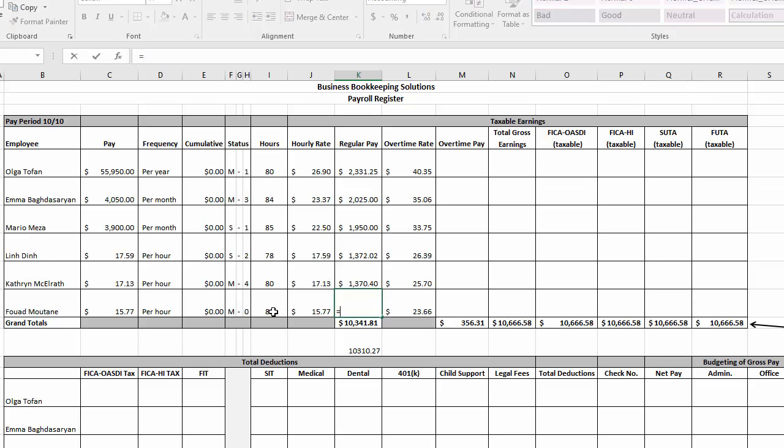Equals 80 times 15.77. And now I'm getting the correct number. So you have to double check your formulas to make sure that they are accurate.